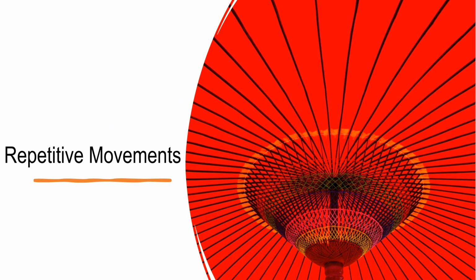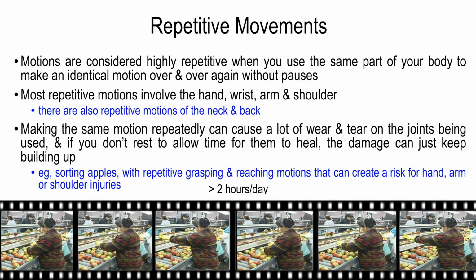Next, let's explore repetitive movements, another ergonomic risk factor. Motions are highly repetitive when the same body part performs an identical motion repeatedly without pauses. This commonly affects the hand, wrist, arm, shoulder, neck, and back. Repetitive motion causes wear and tear, like the grasping and reaching motions when sorting apples, which can lead to injuries if joints don't rest and heal.